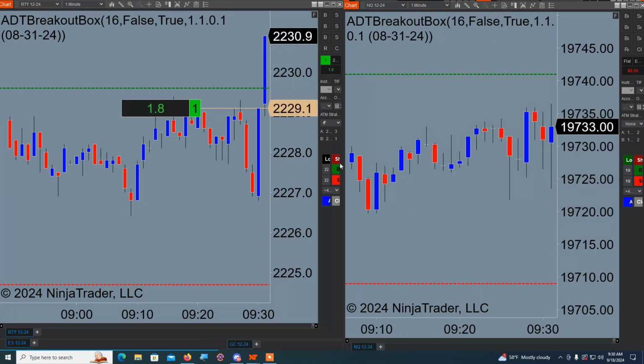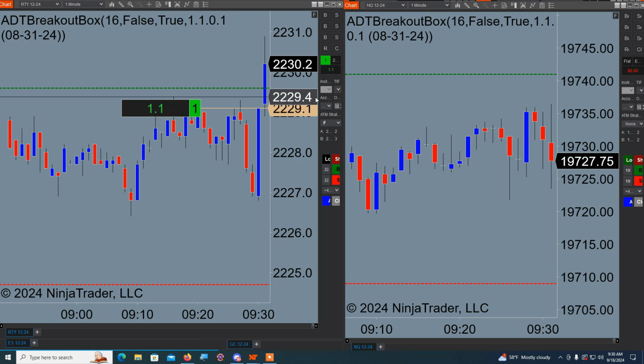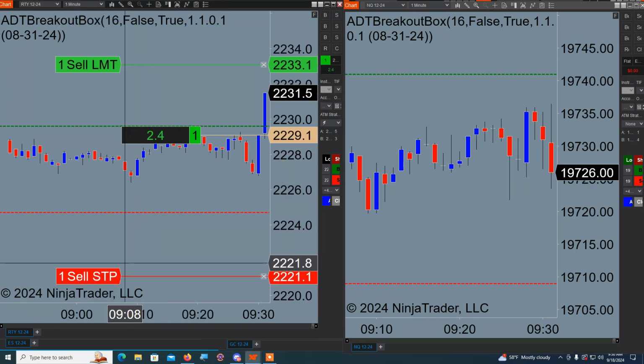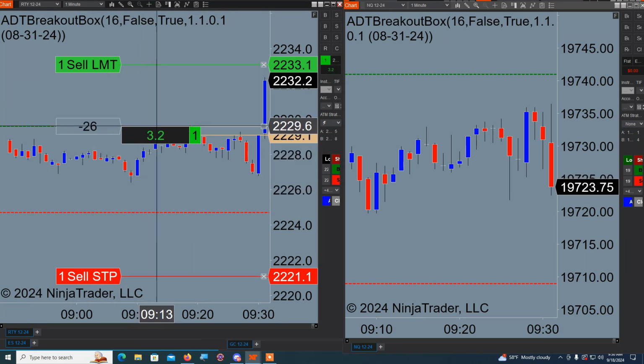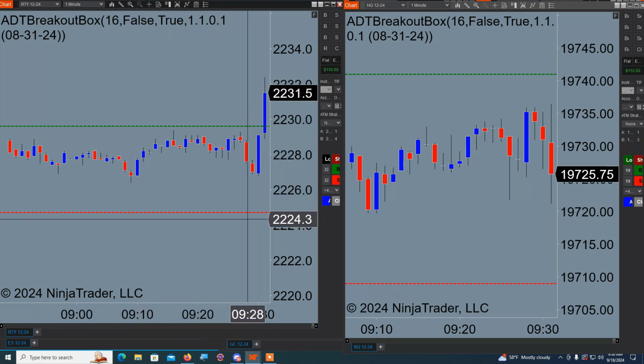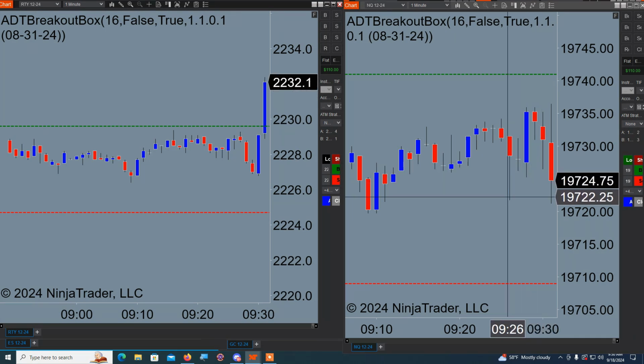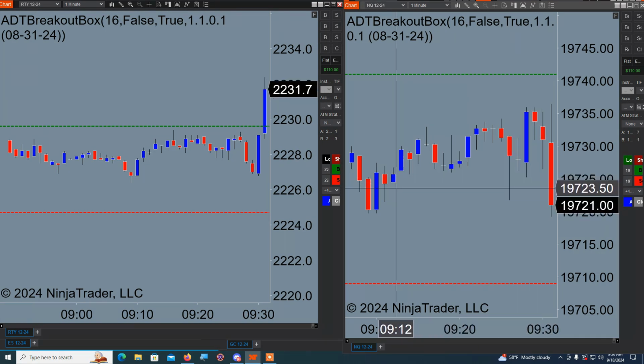So here is the Russell hitting first. My stop is way too far. Gotta start trailing it. Okay, so I got taken out. Nothing on the S&P, nothing on the NASDAQ yet.